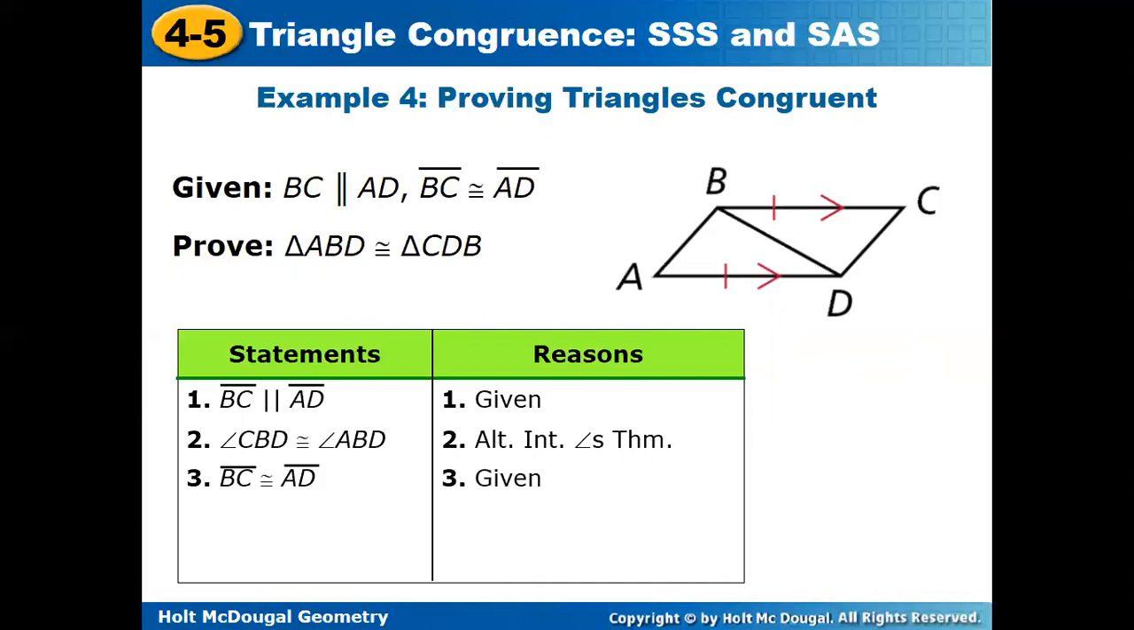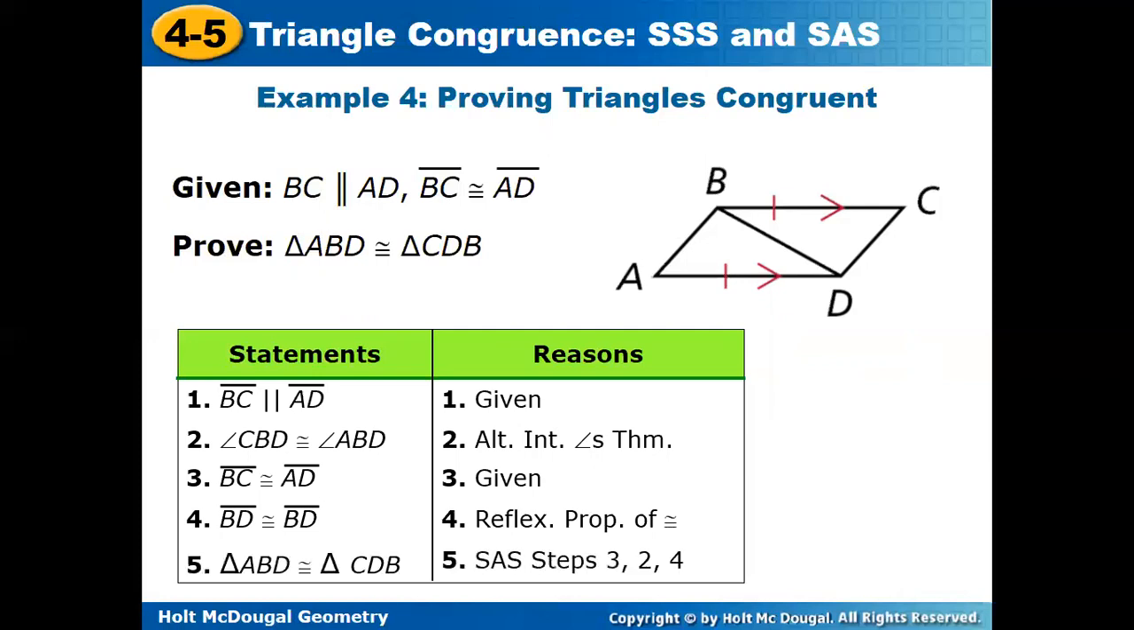BC is congruent to AD, and this is given. Then BD is congruent to BD, and this is the reflexive property of congruency. Then triangle ABD is congruent to triangle CDB, and this is SAS, steps 3 to 4.